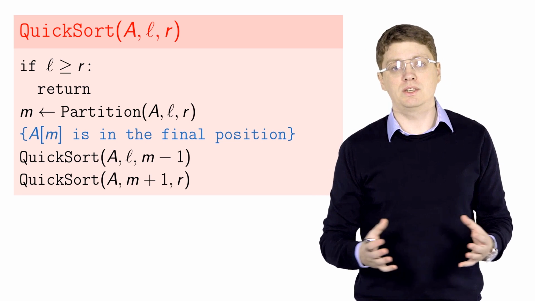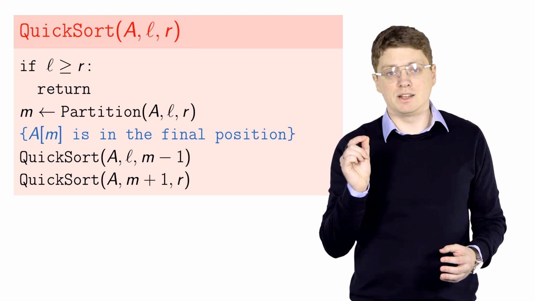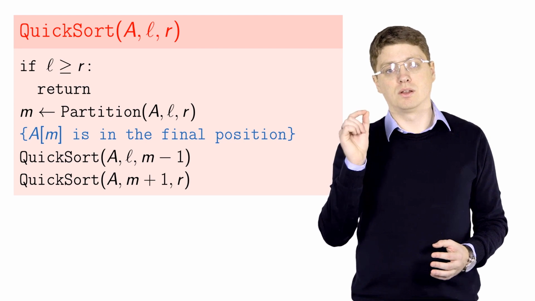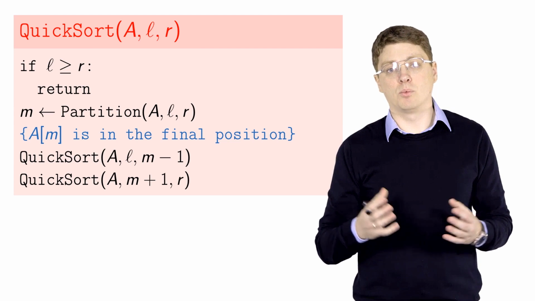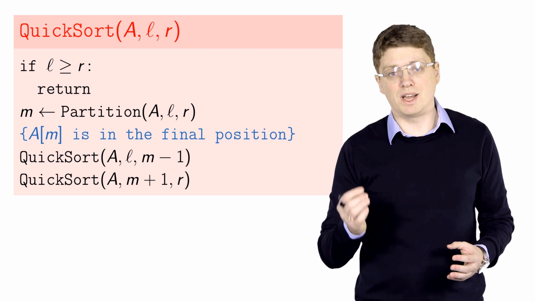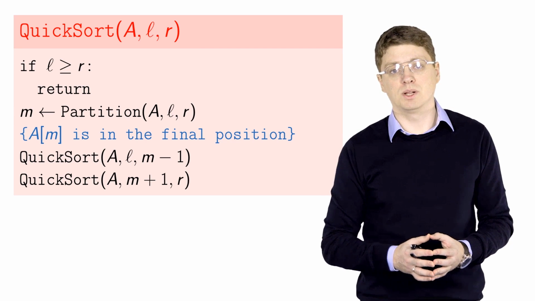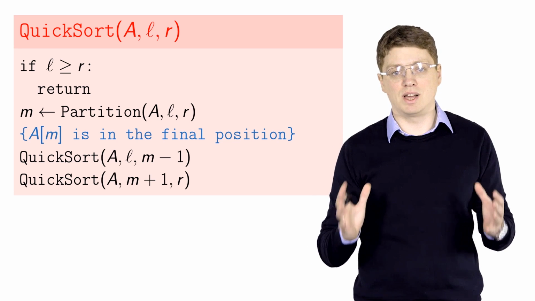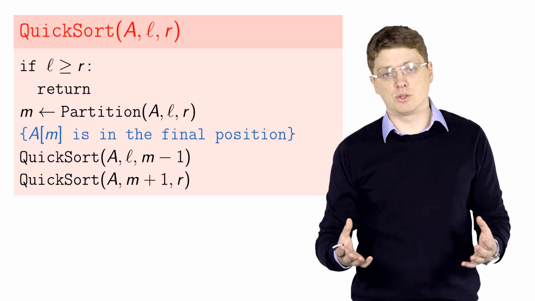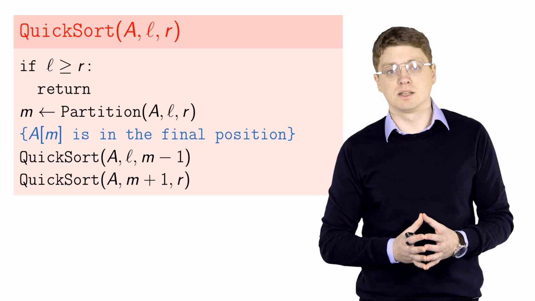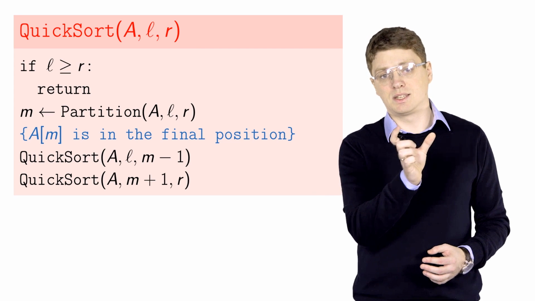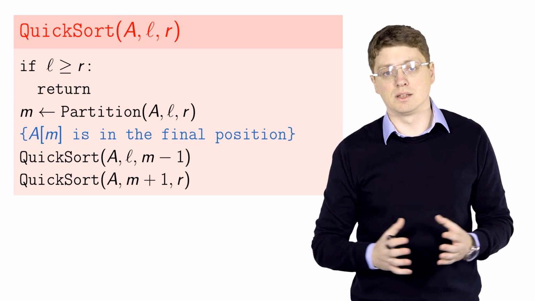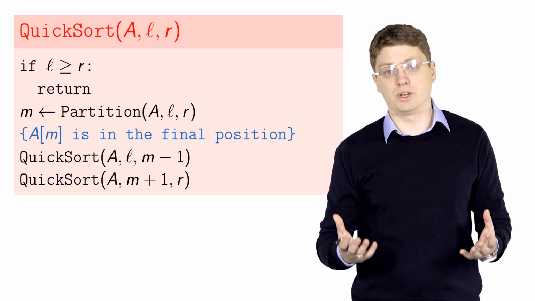It rearranges all the elements inside this subarray with the following property. After the call to this procedure, A of M stays in its final position, meaning that all the elements to the left of A of M are at most A of M, and all the elements to the right are greater than A of M. Once again, after the call to the partition procedure, A of M stays in its final position. So what remains to be done is to sort all the elements that are at most A of M, they stay to the left of A of M, and all the elements that stay to the right. We do this just by making two recursive calls.